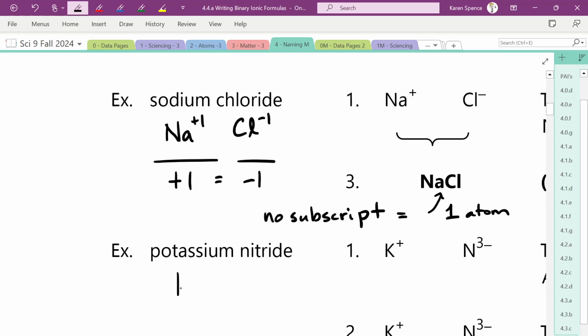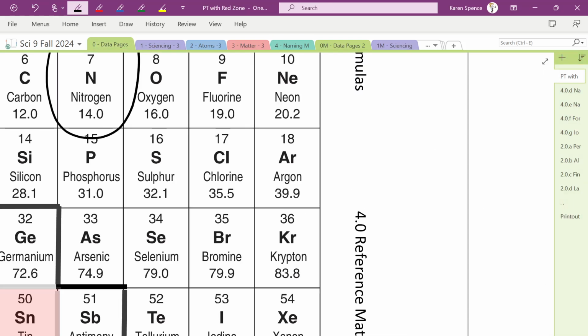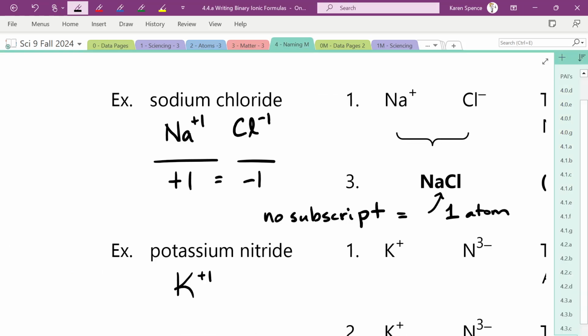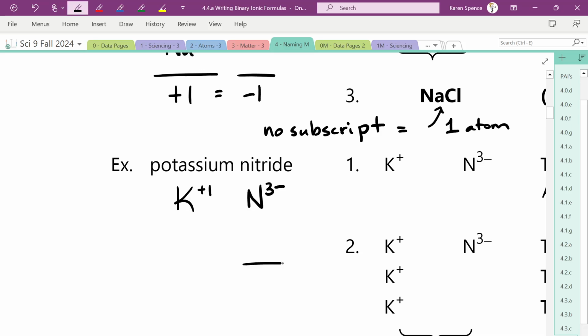Let's try potassium nitride. Potassium is in group 1, so just like sodium, it is plus 1. Let's go look up nitride. Nitrogen is in group 15, so it has a charge of minus 3. So we have N, 3 minus. So my total negative charge is 3 minus.